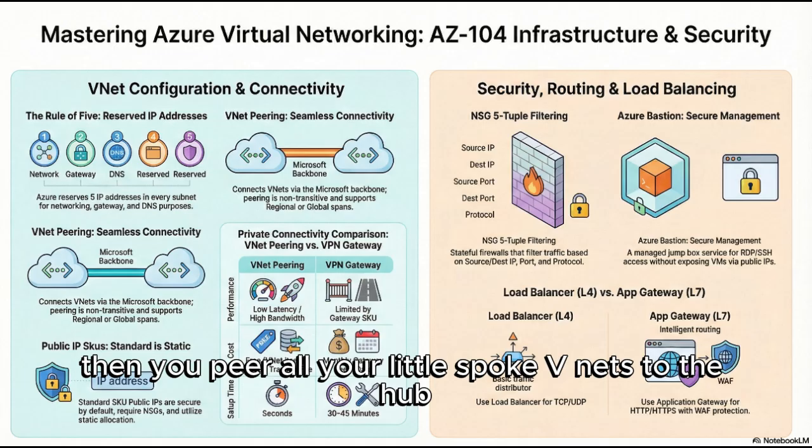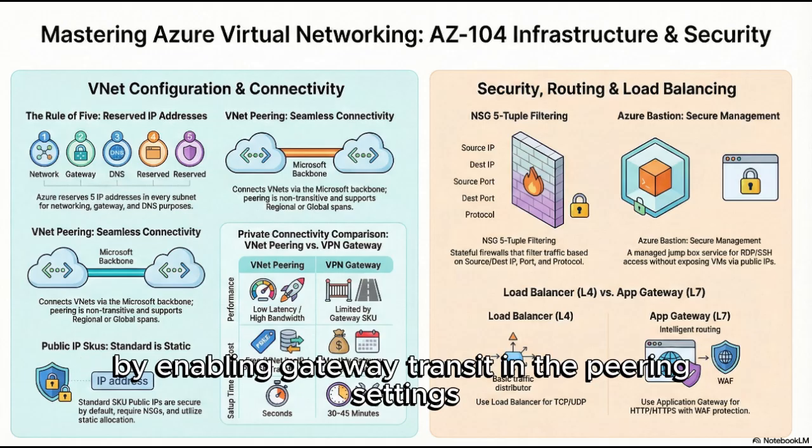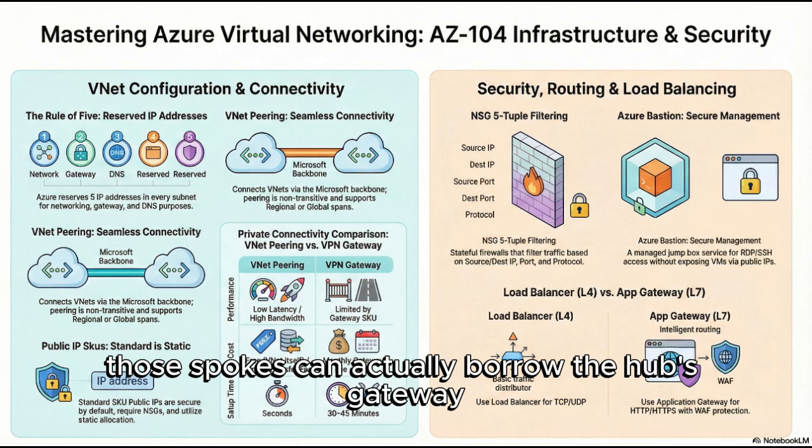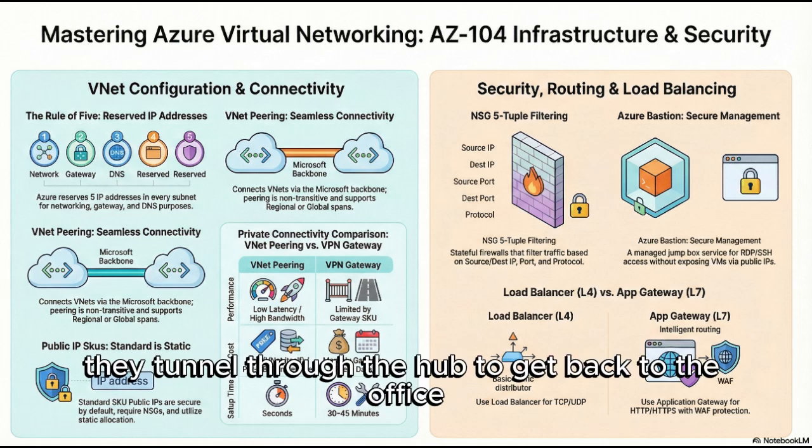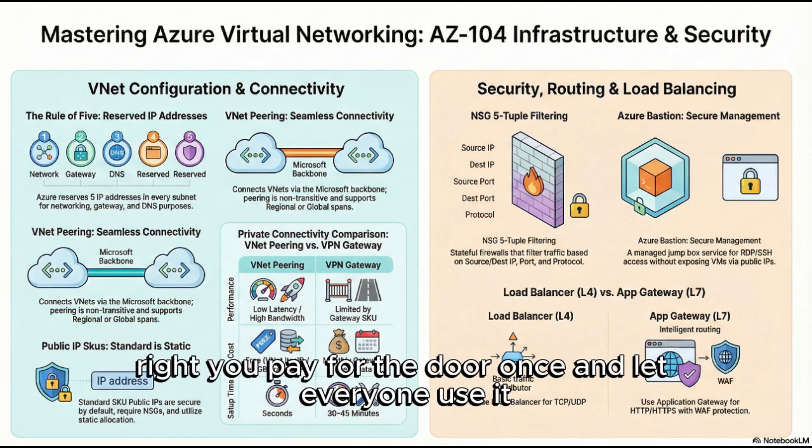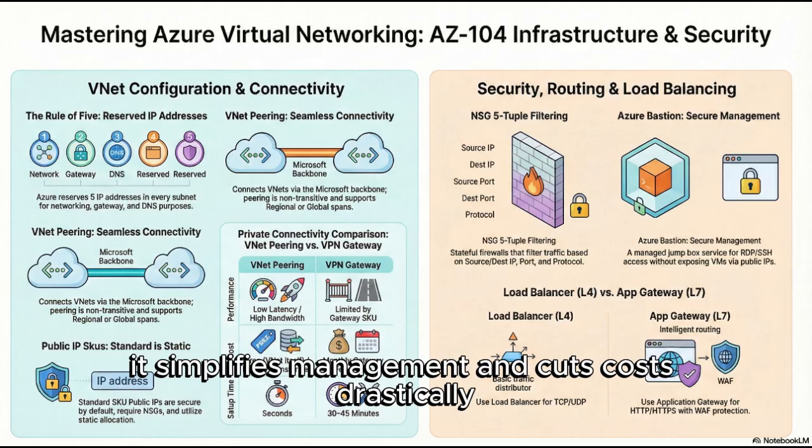Then you peer all your little spoke VNets to the hub. By enabling gateway transit in the peering settings, those spokes can actually borrow the hub's gateway. So they tunnel through the hub to get back to the office. Right. You pay for the door once and let everyone use it. It simplifies management and cuts costs drastically.